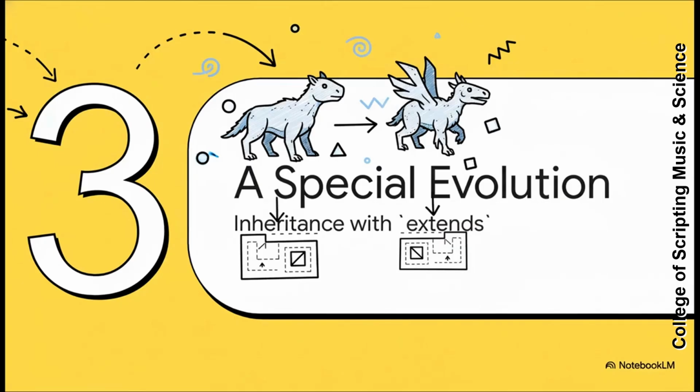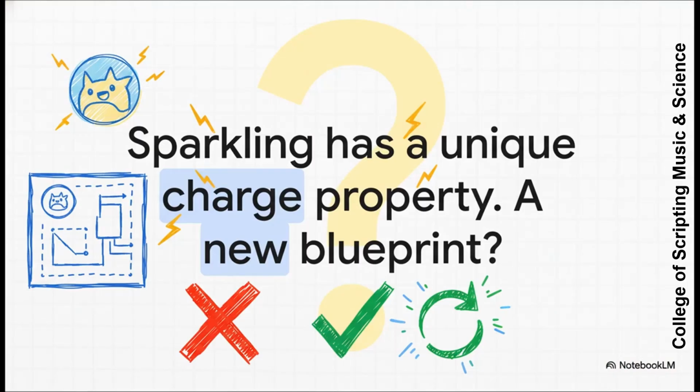So our basic blueprint is awesome. It works. But what happens when you have a special case, a creature that's a little different from the rest? Do you have to draw up a whole new blueprint from scratch? Remember back at the beginning? Sparkling was a little different. It had that unique charge property that our basic creature blueprint doesn't know anything about. So does that mean we have to design a completely separate blueprint just for this one creature? Well, the answer, thankfully, is a huge no.